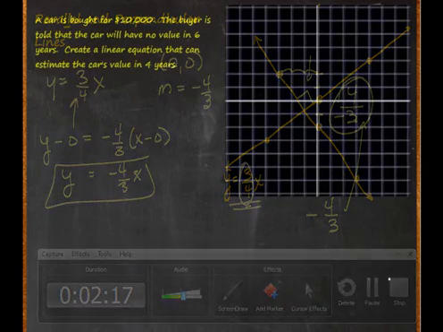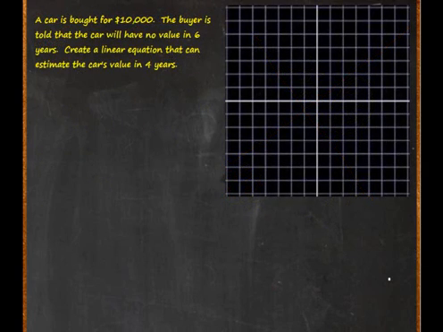A car is bought for $10,000. The buyer is told that the car will have no value in 6 years. Create a linear equation that can estimate the car's value in 4 years.